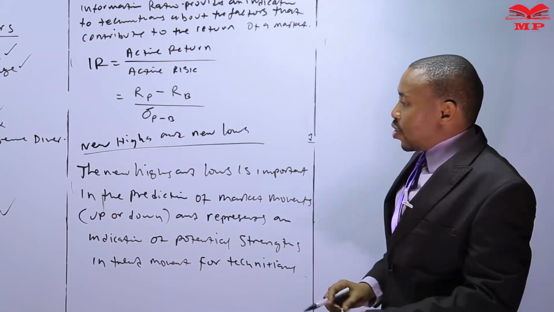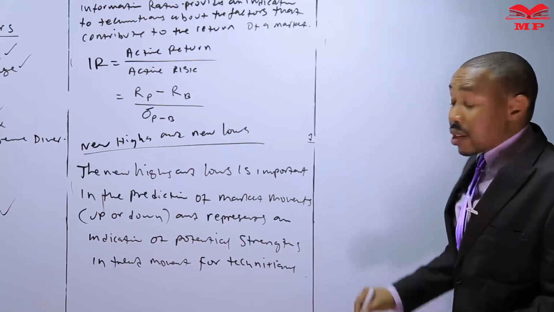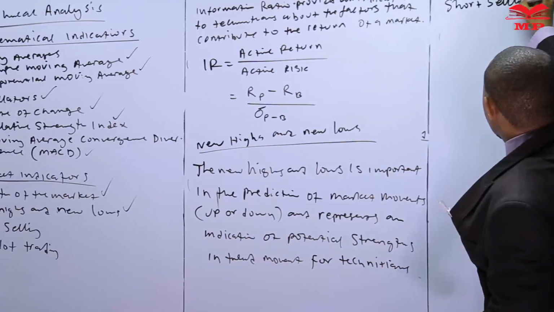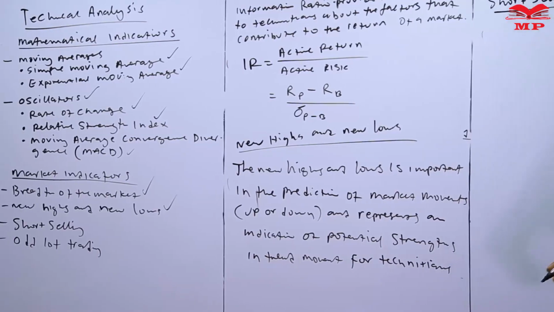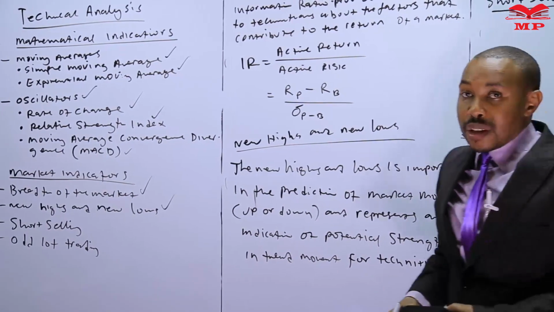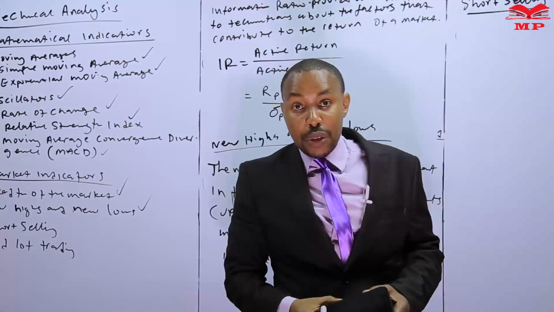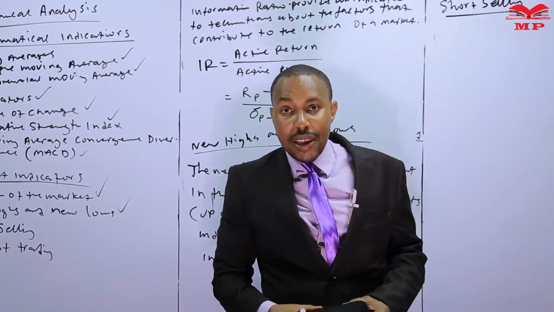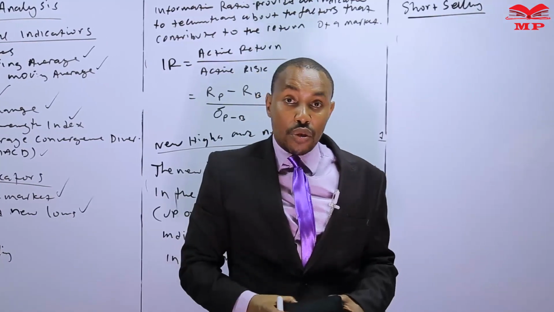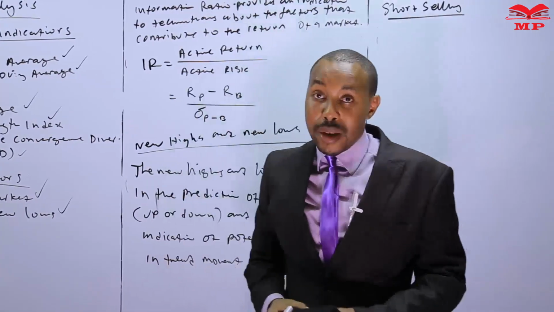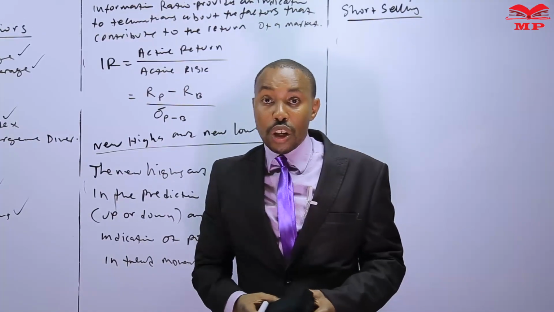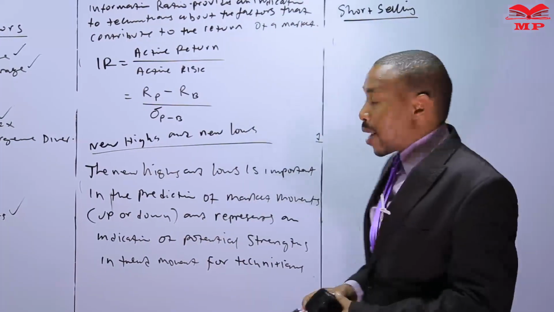Now, having looked at new highs and new lows, let's look at short selling. Short selling is a concept that is pretty new in our market here in Kenya, because the short selling regulations are being introduced by the Capital Markets Authority, where securities can be sold short. How does that happen?